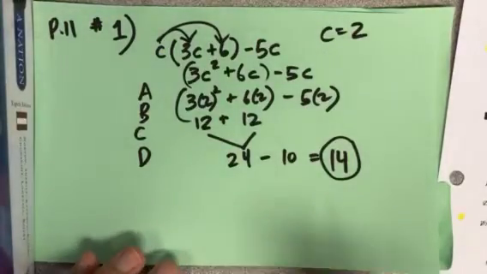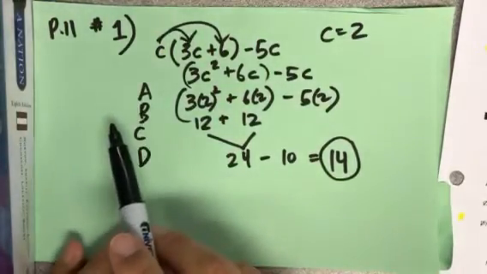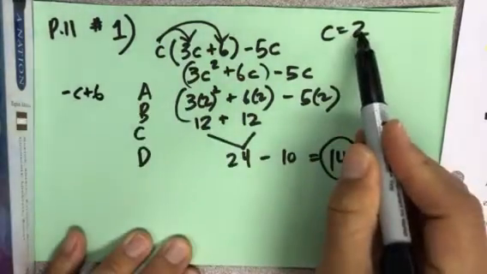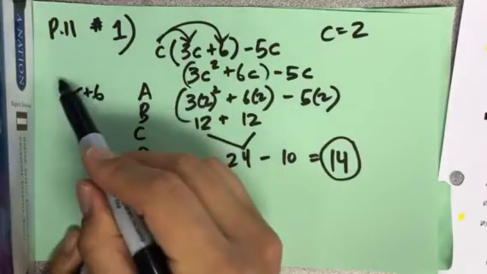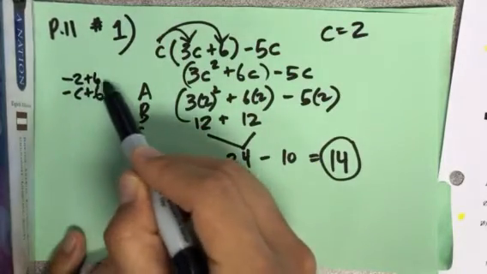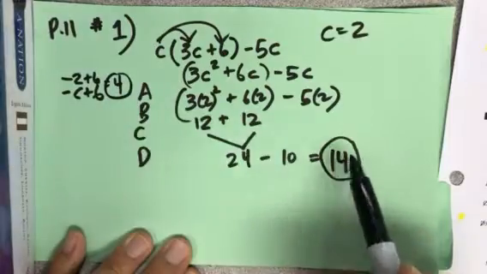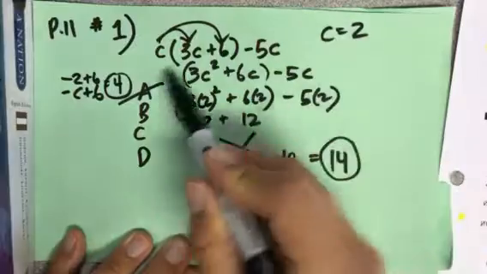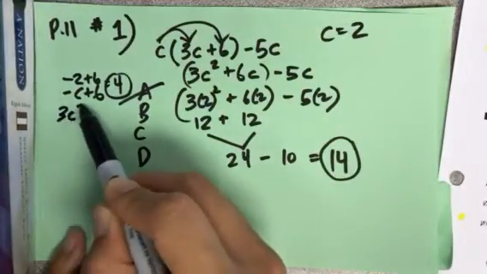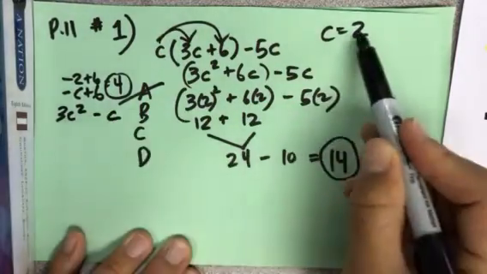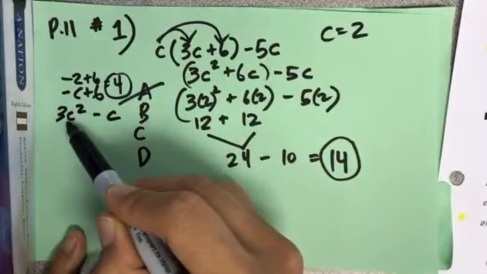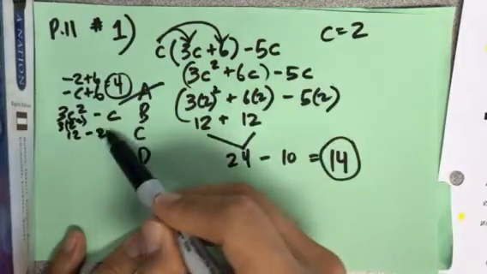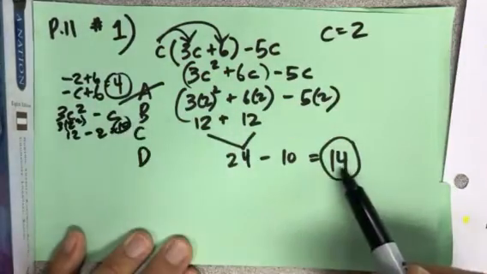Okay, so what you have to do is go to answer A, and answer A was negative C plus 6. You would take the 2 and you plug it into the answer, and that would be negative 2 plus 6. That's going to equal 4. 4 does not equal 14. A is out. Okay? Then you're going to go to the next one. The next one is 3C squared minus C. Okay, so you take the 2 and you plug it in. That's 2 squared is 4 times 3 is 12 minus 2. That equals 10. 10 does not equal 14.